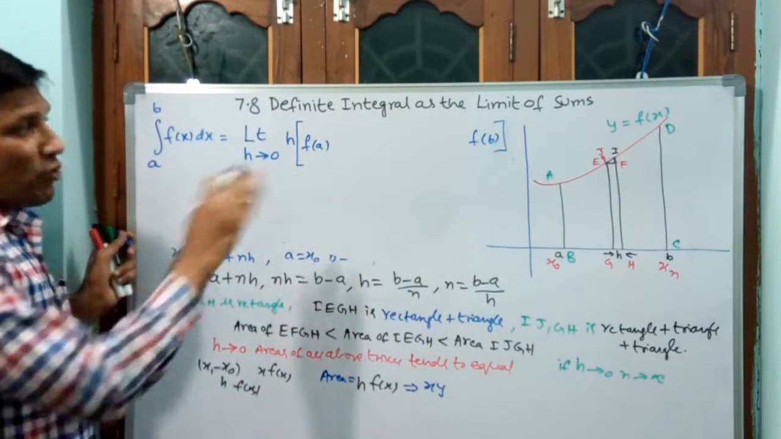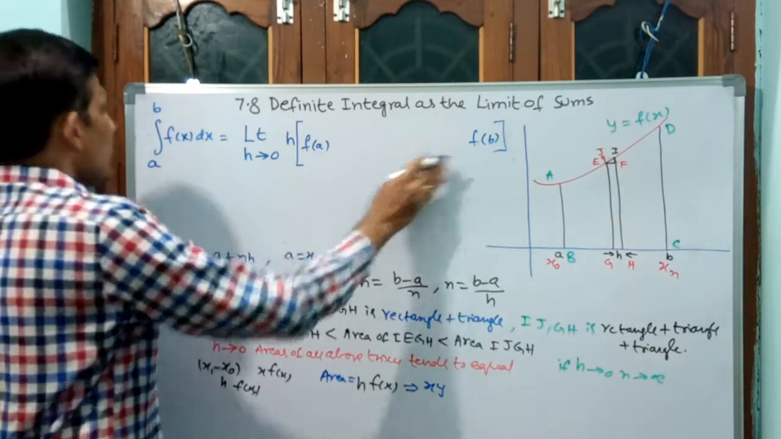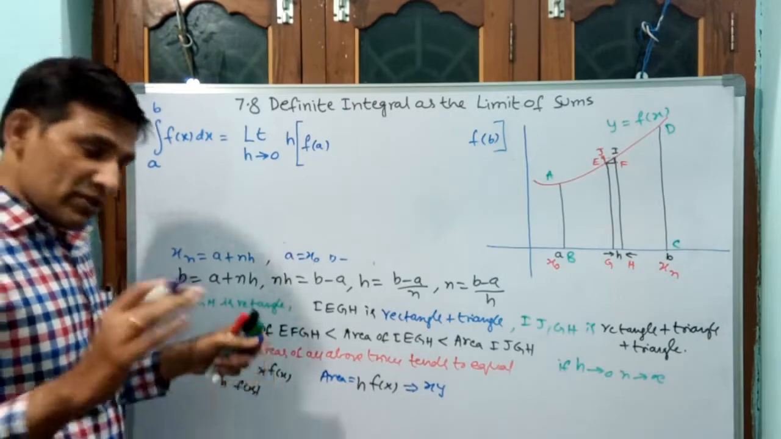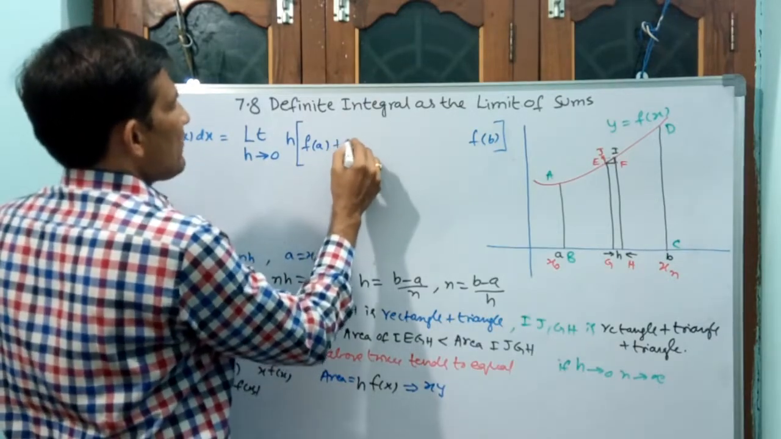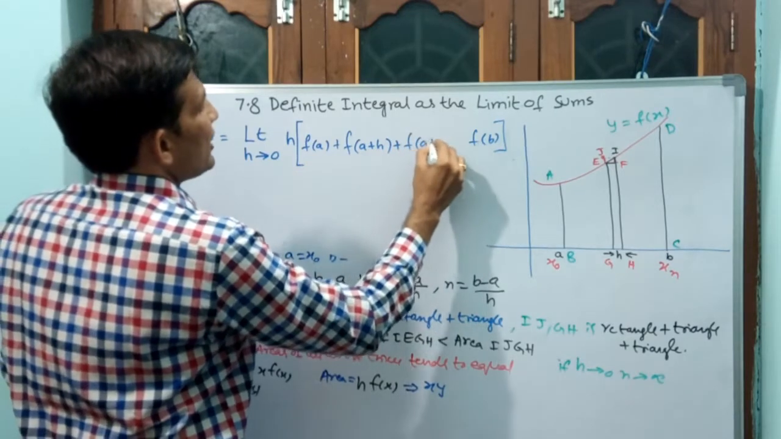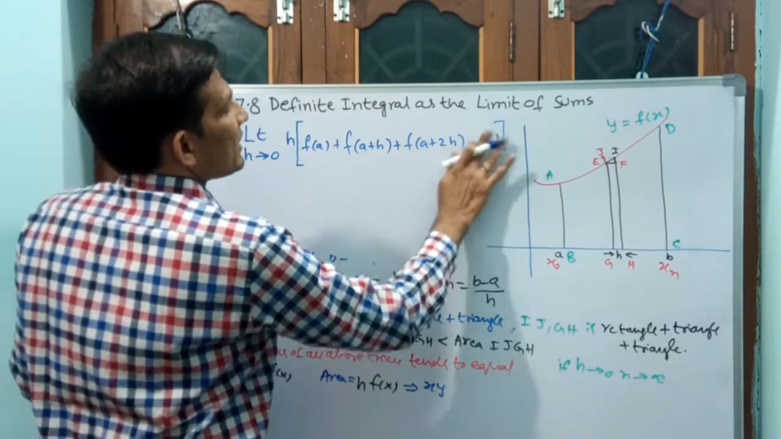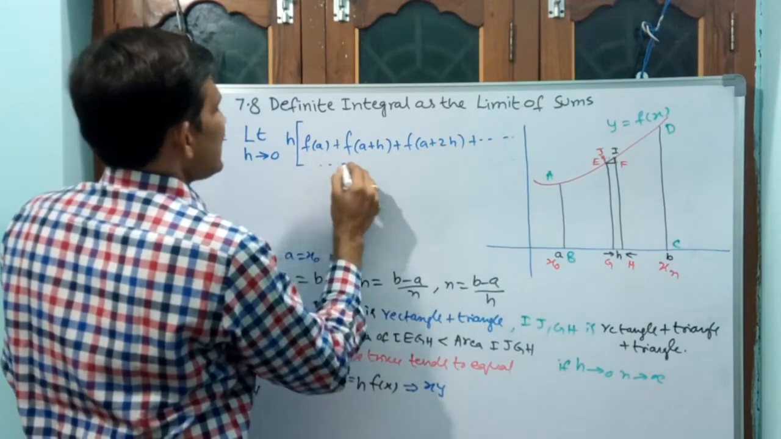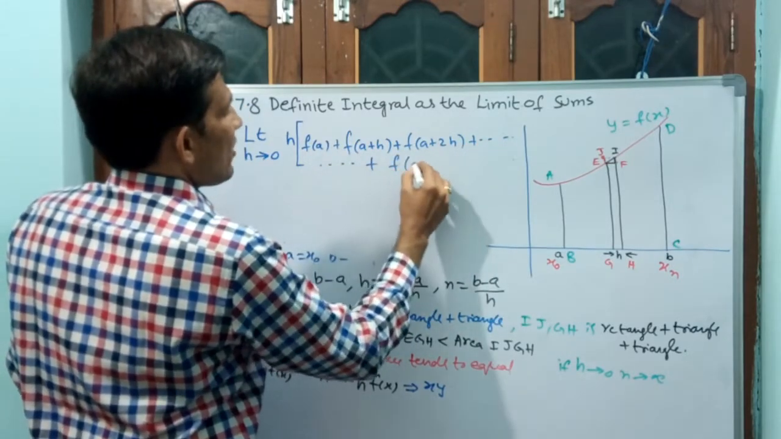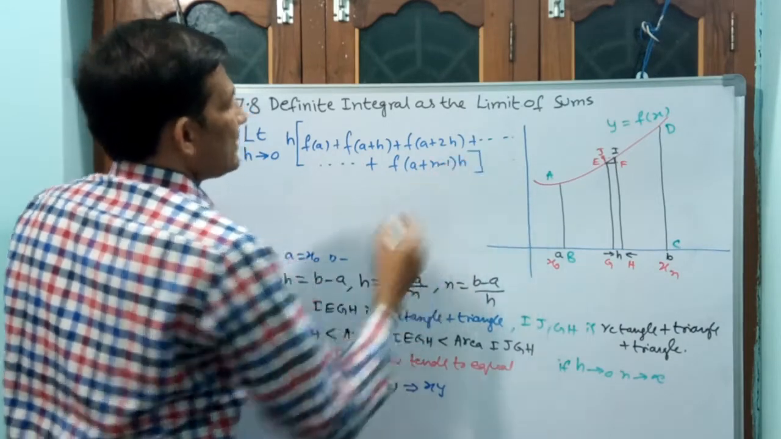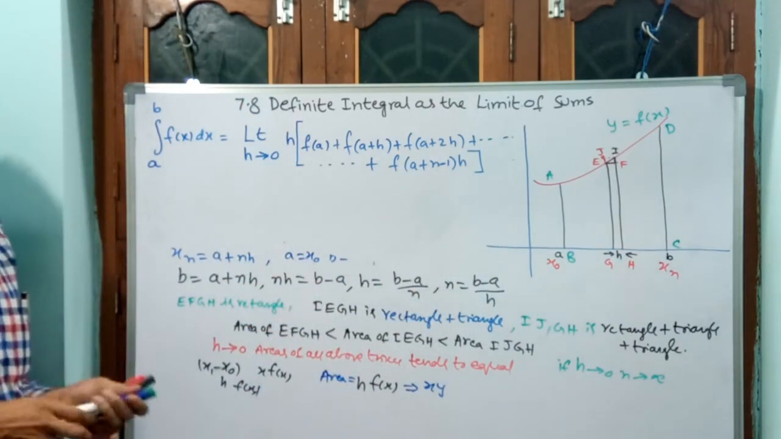Okay, see, I am going to change. First you understand: f of a to f of b. But is it these two? No. Several terms are there. See how I am writing: f of a plus f of a plus h plus f of a plus 2h, plus dash dash dash, plus f of a plus n minus 1 into h. This is the formula.